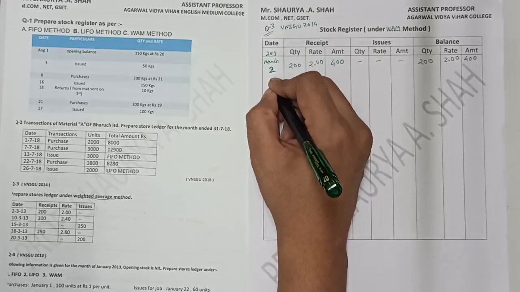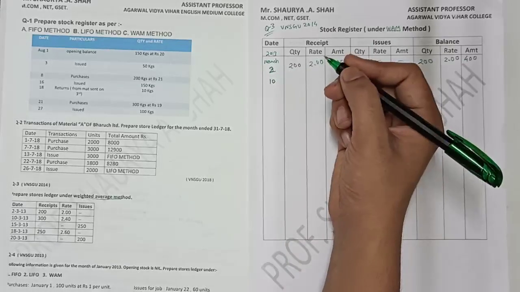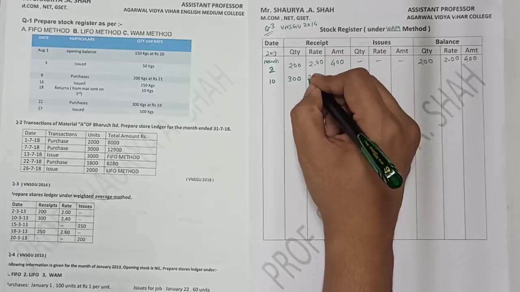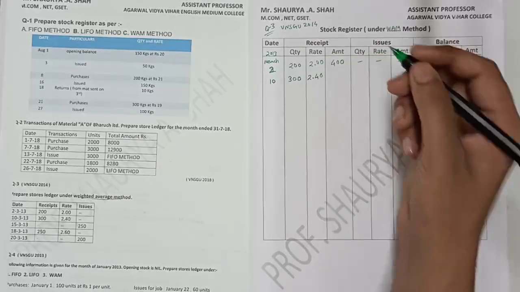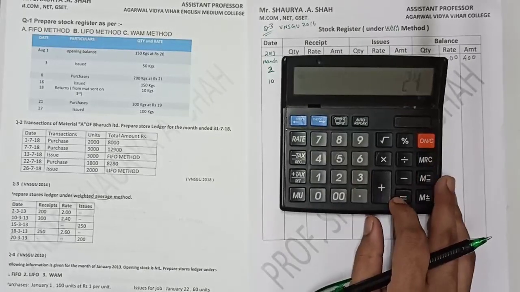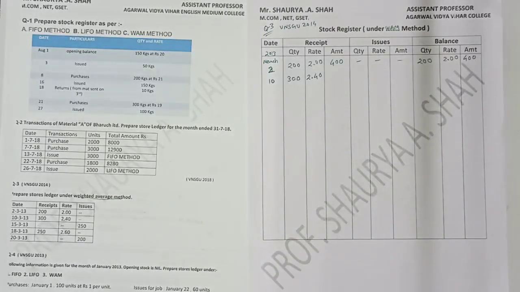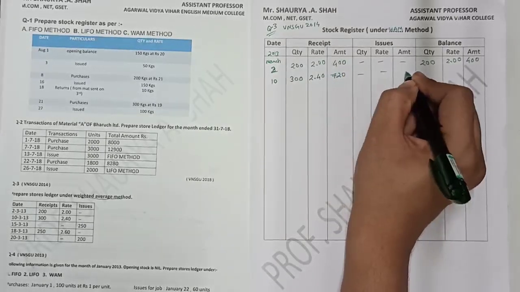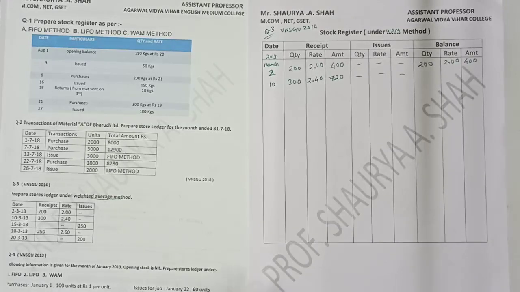Now on the next date, that is 10th March, you have again received 300 quantity at the rate of 2.40, right students? So 300 into 2.40 gives me the answer of 720, right? So my amount becomes 720. Issue, again I'll put up dash. Now the question arises of the calculation, right? Because it is weighted average method, you need to combine both the materials and you need to put up a price for that, right?